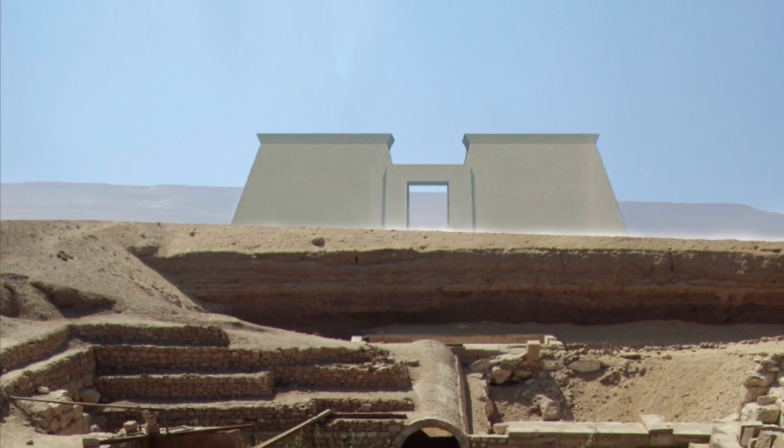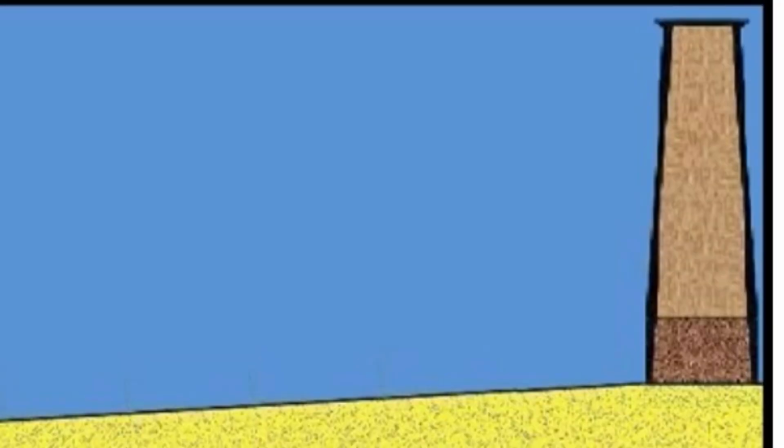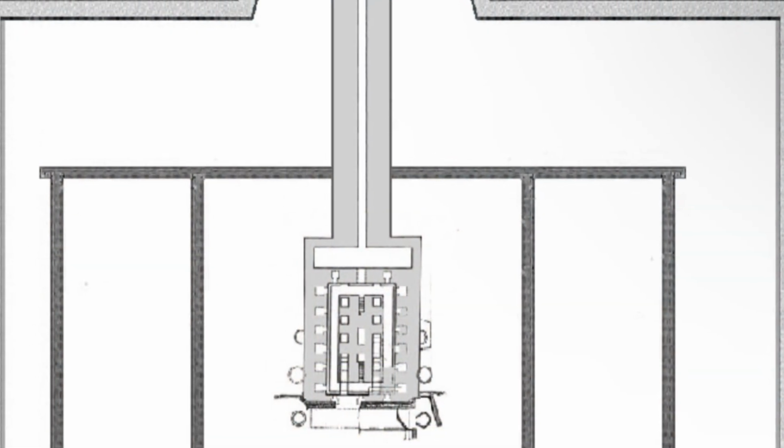The third possibility, the one that I support, is the idea that this was the original set of gates to the Osireion, long before the Seti Temple was actually built.